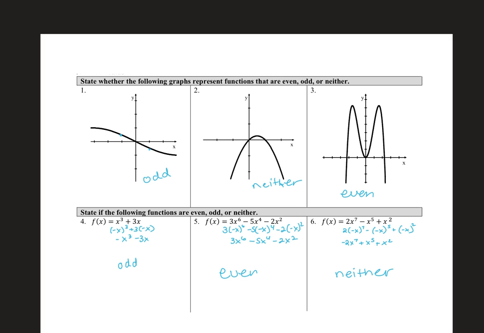So if there's a mix of even and odd, or constants and even or odd, then it's going to be neither. Well, it's not going to be odd. An even and a constant can be even.